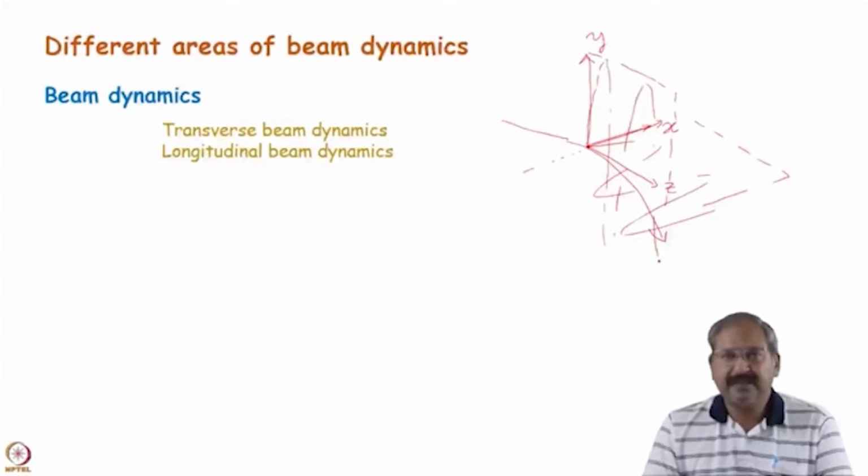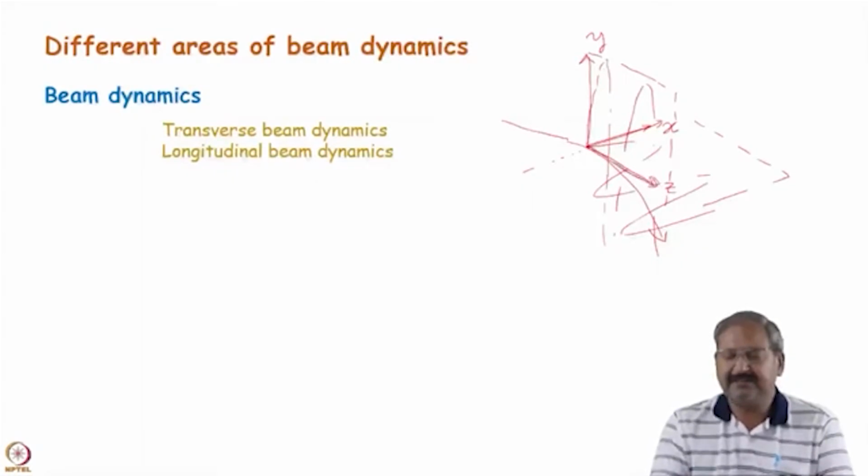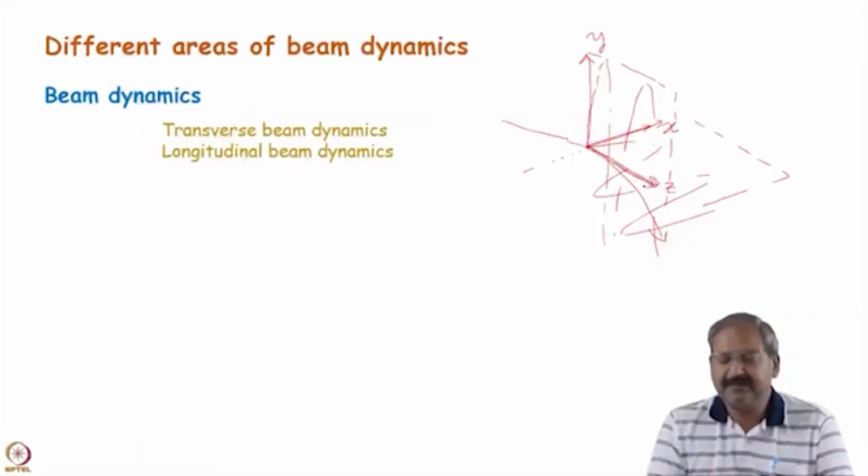Now we will talk about the third axis, that is the z. Now instead of talking about the z and z prime, we will take two new variables. What are those variables? We will see it.